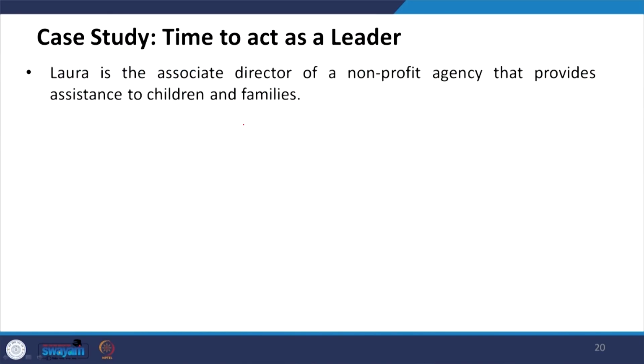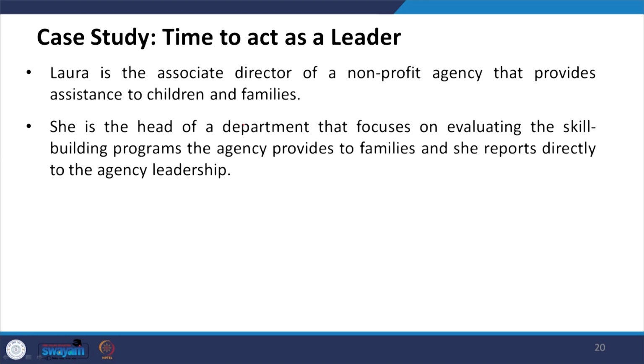Laura is the associate director of a non-profit agency that provides assistance to children and families, and this is the case study of the time to act as a leader. In this particular role she is the head of the department that focuses on evaluating the skill building programs the agency provides to families, and she reports directly to the agency leadership.